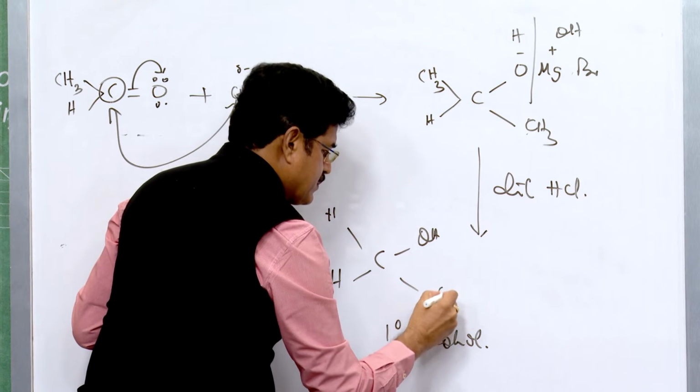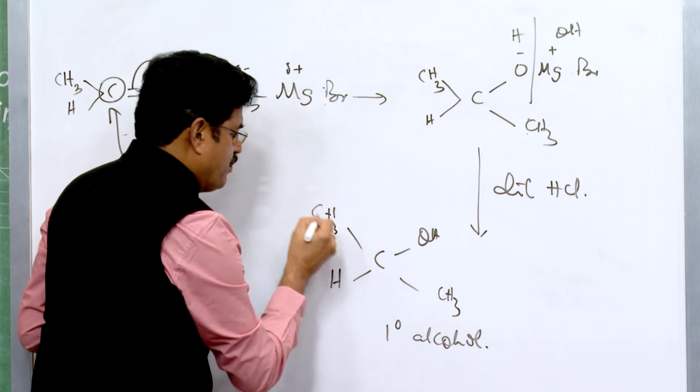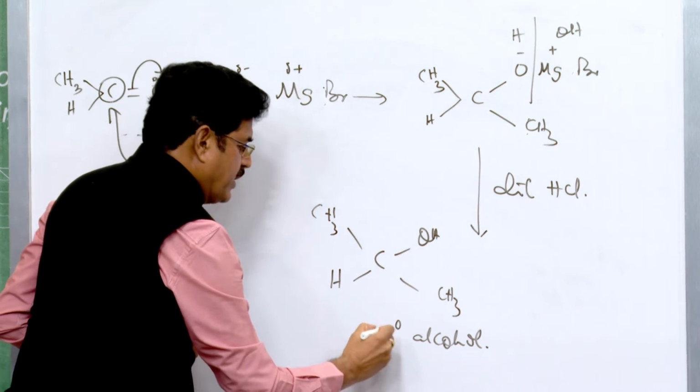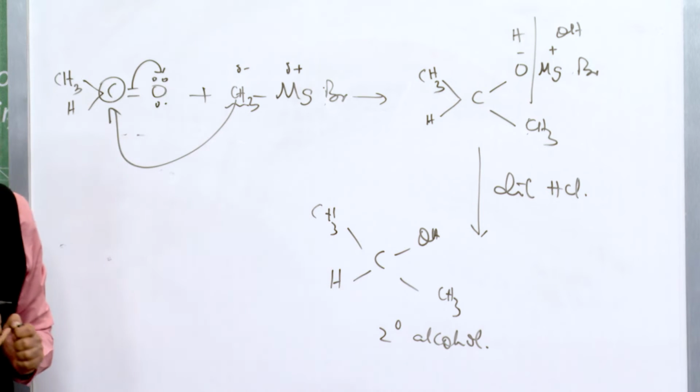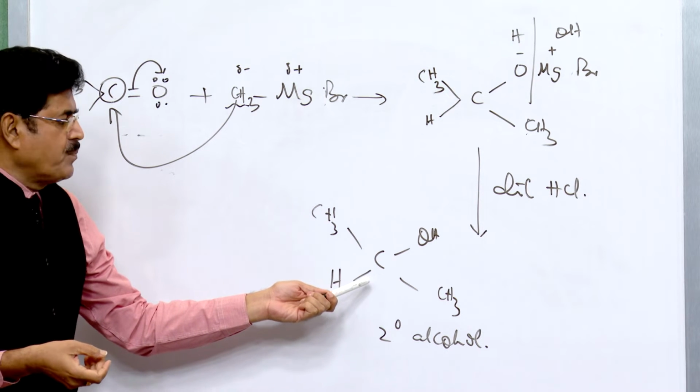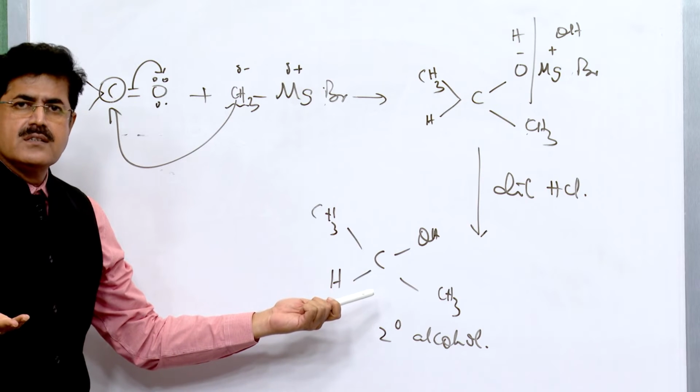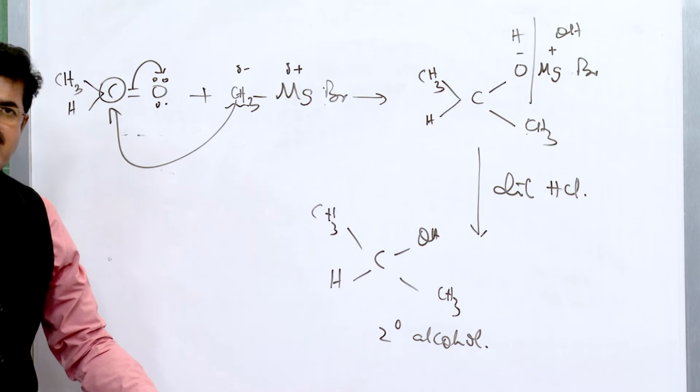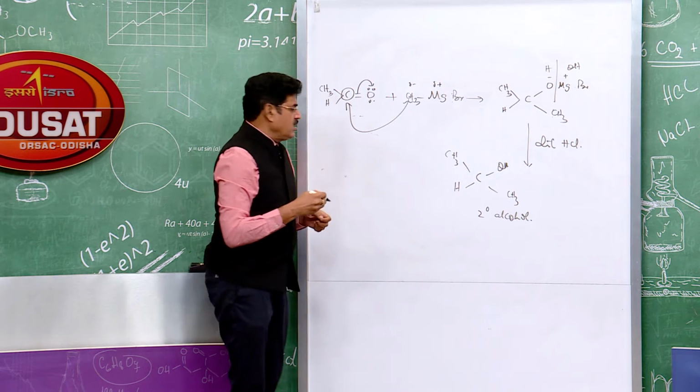it gives isopropyl alcohol, a 2 degree alcohol. This is isopropyl alcohol, a secondary alcohol. So aldehydes other than formaldehyde give secondary alcohol.